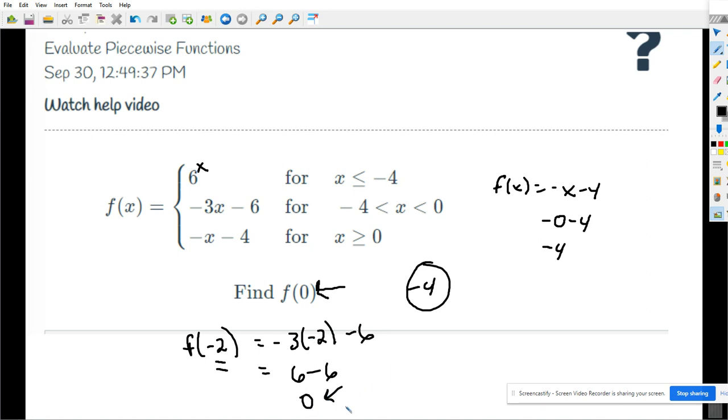So again, piecewise functions, when you have this, it's kind of looking at the domain and it's asking you, okay, which one of these domains does it fit in? Again, if I gave you f of -5, I would choose this piece right here because -5 is less than -4, and my answer would just be 6.